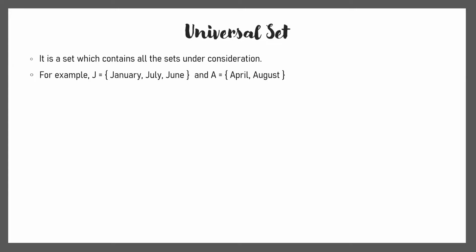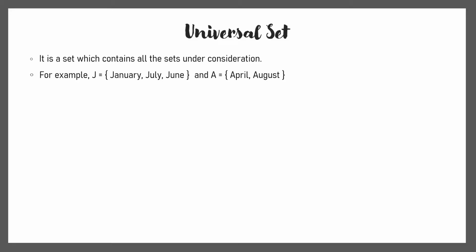Okay, so the last one is the universal set. It is a set which contains all the sets under consideration. Okay, under consideration means that this is the biggest set to which all other sets belong. All the elements of other sets are present. So it is the biggest set under consideration.